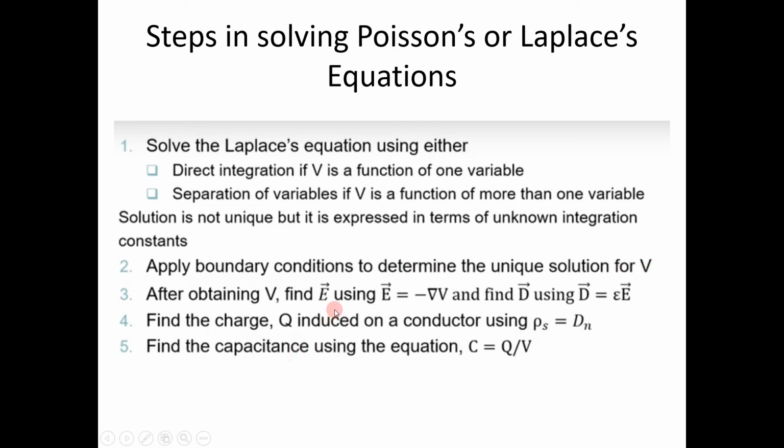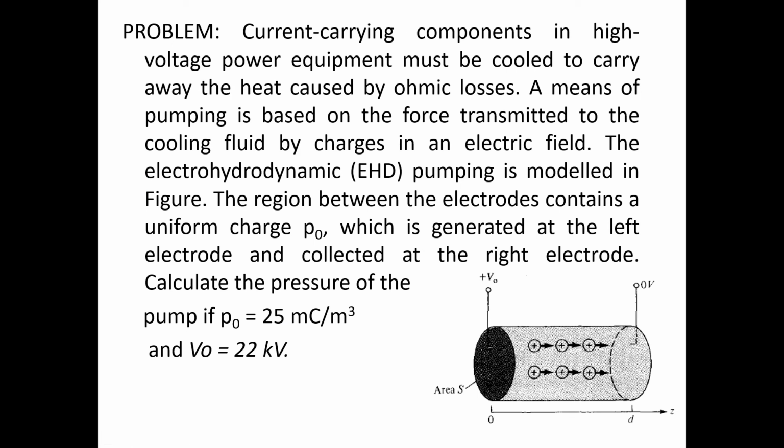Then E can be calculated using E is equal to minus del V. After that, D can be calculated using epsilon E. Then rho can be calculated using the equation del dot D is equal to rho. From that you can get Q, and from Q you can get C. This is the order in which you calculate the various things. So now you can check a problem. Here you can go through this question.